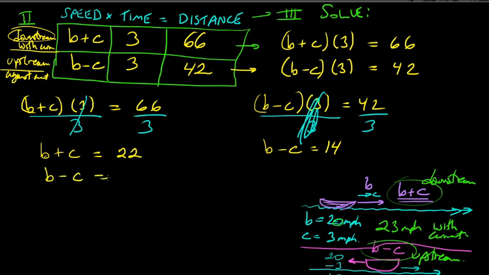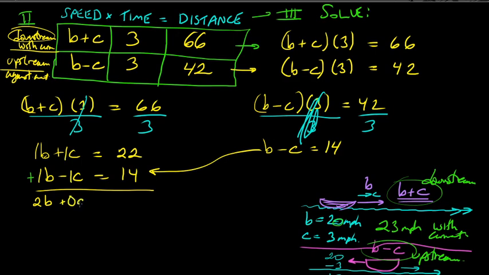And let me just write them on top of each other here. I'm just going to move this down here. And now you can see how easy this is going to be. We don't have to multiply or divide by anything. All we have to do is add the two equations together, because that'll eliminate c. So b plus b, be careful, this is 1 times b plus 1 times b is 2 times b. This is 1 times c minus 1 times c. 1 minus 1 is 0, so 0 times c. And then 22 plus 14 is 36.